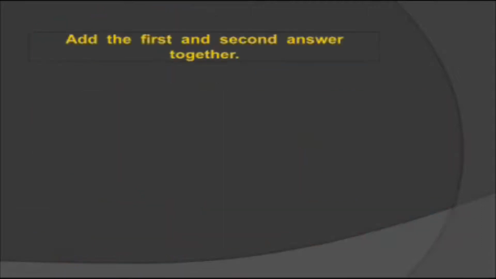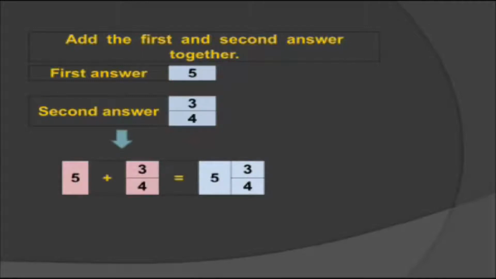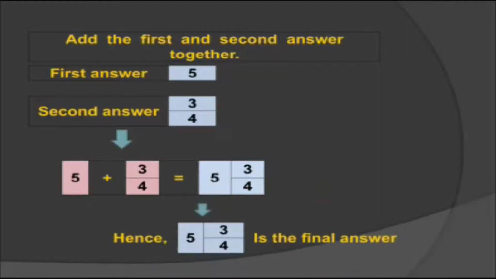Then in the next step we will add the first and second answers together, right? The first answer is 5 and the second answer is 3 by 4. So we can add it this way: 5 and 3 by 4. So the answer is 5 and 3 by 4. This is the final answer.